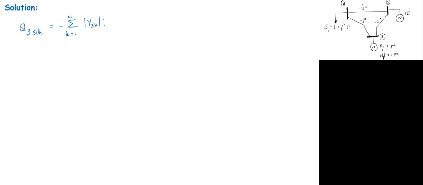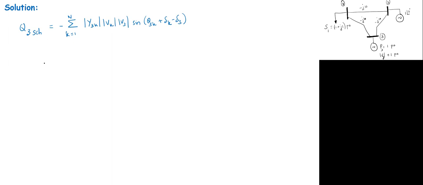Y3K VK V3 sine theta 3K plus delta K minus delta 3. So this is the equation that we will use to solve for the reactive power at bus 3. In this expression, we will have to make use of appropriate values of voltages and impedance or admittance angles theta and load angles deltas to get the reactive power value Q3.